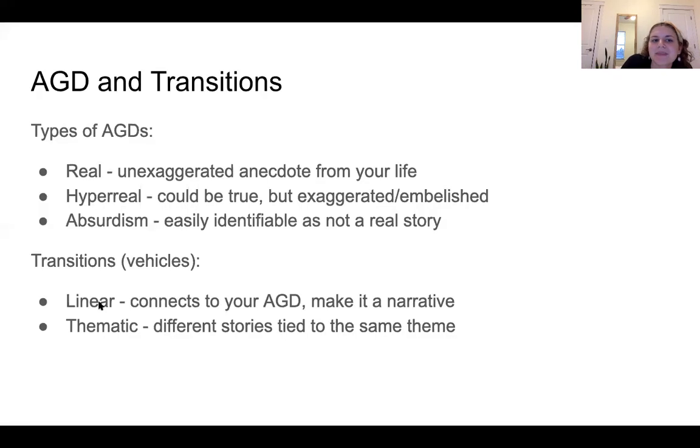So yeah. Now to get a little bit more specific to different parts of your speech that you're going to write, AGDs and transitions. So there are 3 types of AGDs: real, hyperreal, and absurd. So real is just like an unexaggerated anecdote from your life, so a true story that happened. Hyperreal is like a true story, but you kind of exaggerate it or embellish it to either make it funnier or more dramatic. And then absurd is just something that's so crazy that it's easily identifiable as not a true story.